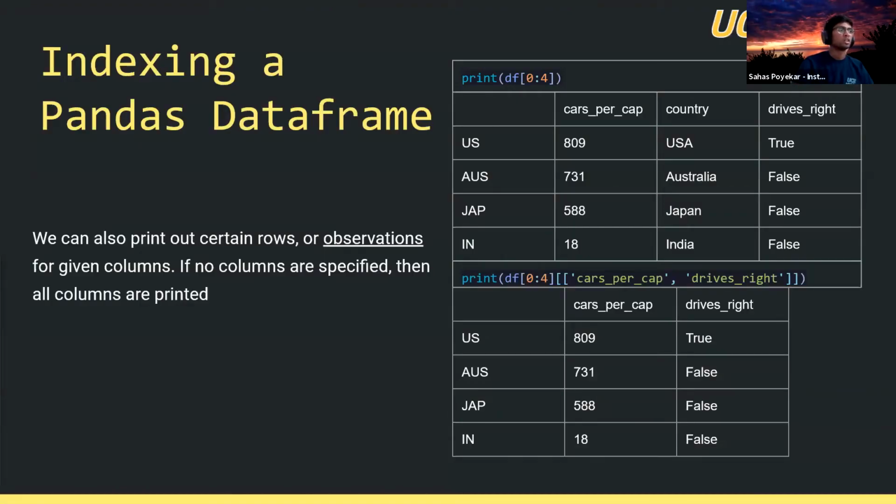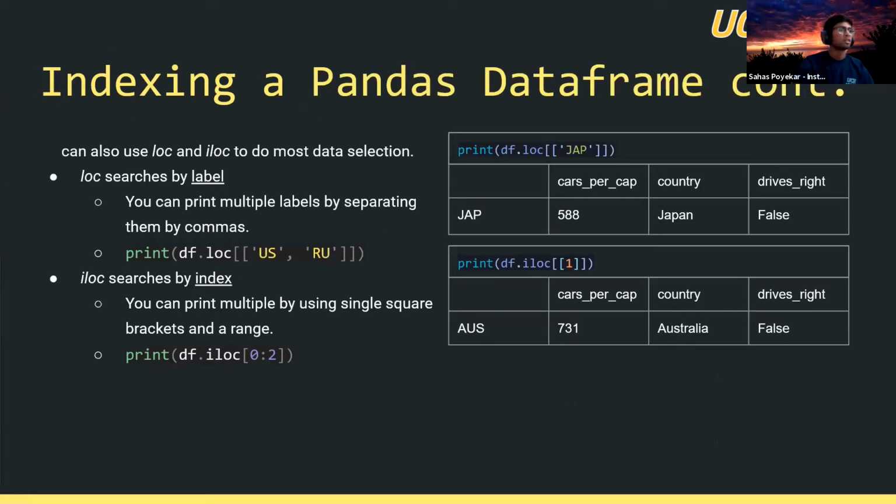So we can use the keywords loc and iloc, which can help us do data selection a bit more easily. loc allows us to search rows by their labels, and you can also print out multiple labels by separating them with commas. So let's say I wanted to take a look at the rows US and Russia. We want to make sure that we do df.loc, which is the keyword we're looking at, and then square brackets, double square brackets in this case. Inside of the double square brackets, we will put the labels we're looking at, which are US and Russia.